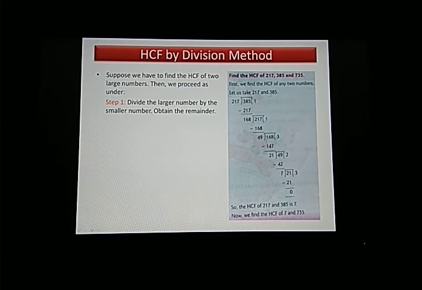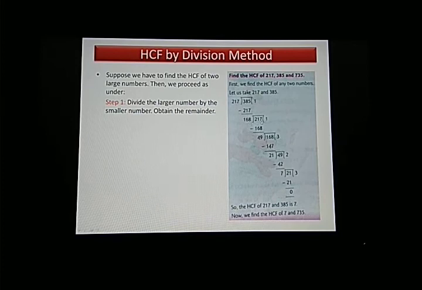Say we have taken 217 and 385. Since 385 is the larger number and 217 is the smaller number, we'll take 217 as the divisor and 385 to be divided. This is the thing we have to do. So we'll divide it. How many times does it go? We'll get a remainder, obviously.